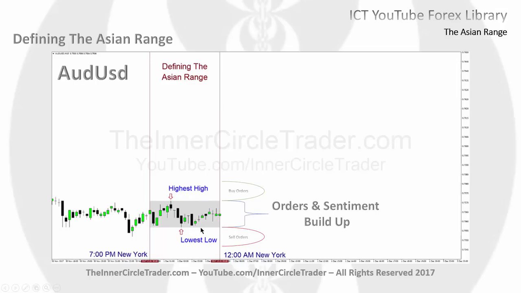Short sellers want to sell on a stop and use a protective buy stop above the high. Okay, so the storyline is, what are we going to do after midnight, which is this vertical line here? What's the storyline? Where are we going to go?